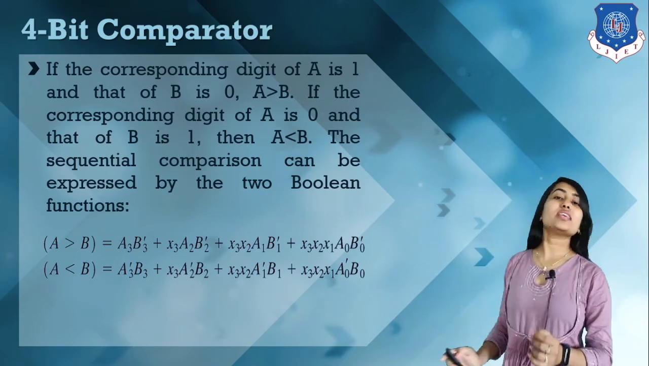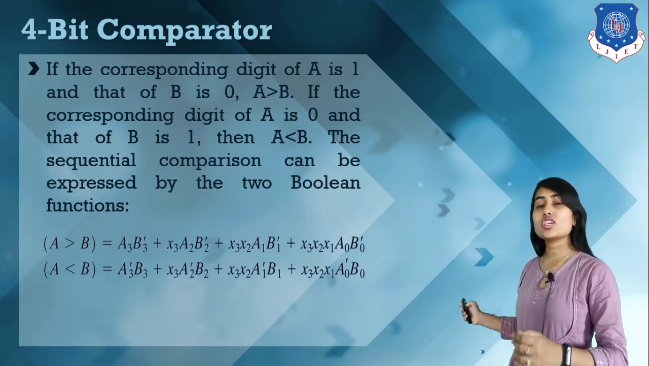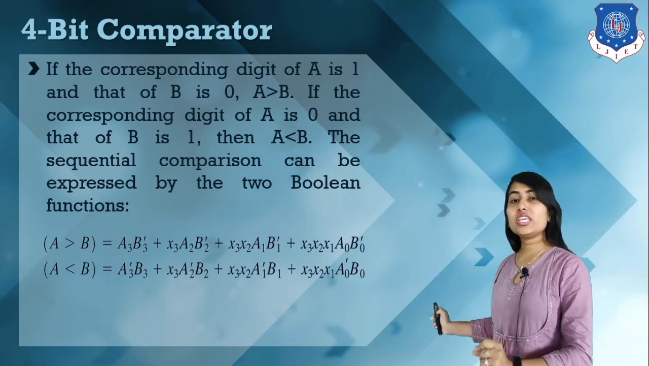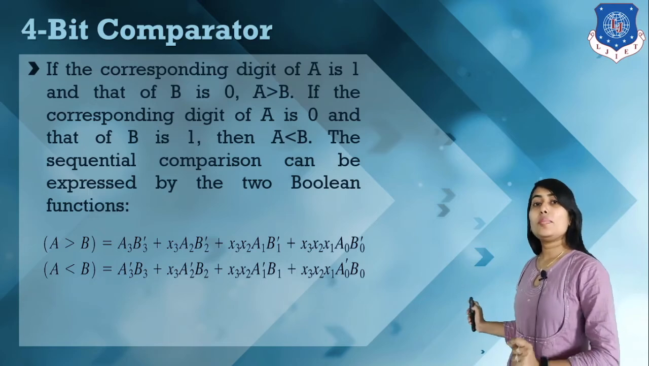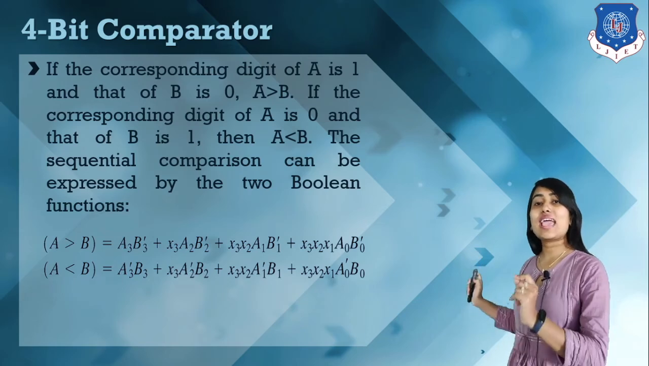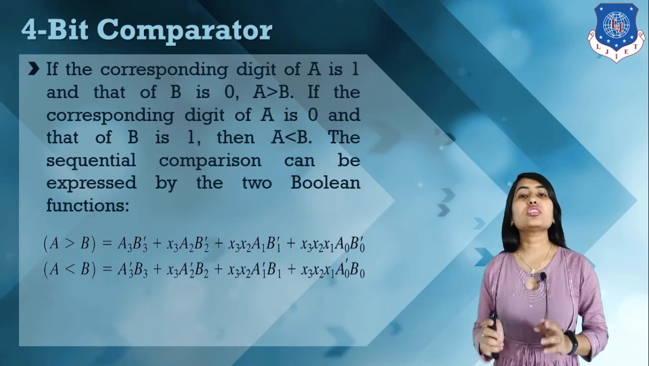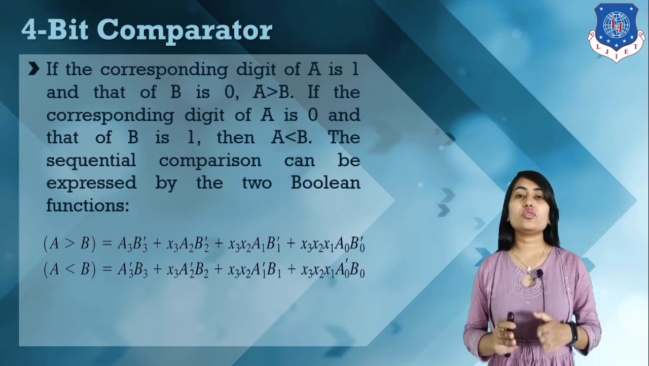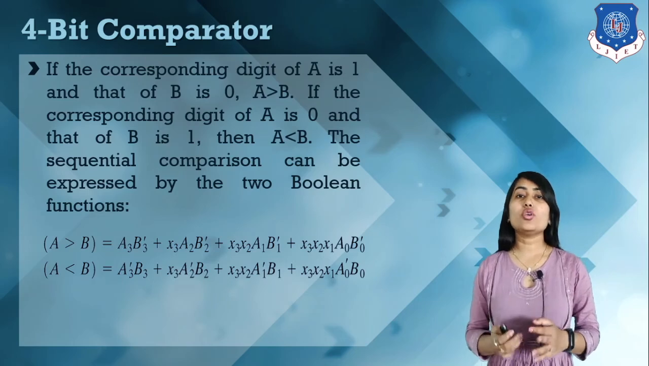And for the A less than B comparison, that means A is equal to 0 and B is equal to 1, we can write the equation like A3 dash B3 plus x3 A2 dash B2 plus x3 x2 A1 dash B1 plus x3 x2 x1 A0 dash B0. Okay, so this is how we can write equations for A greater than B and A less than B, and we have the equation for A equals B.